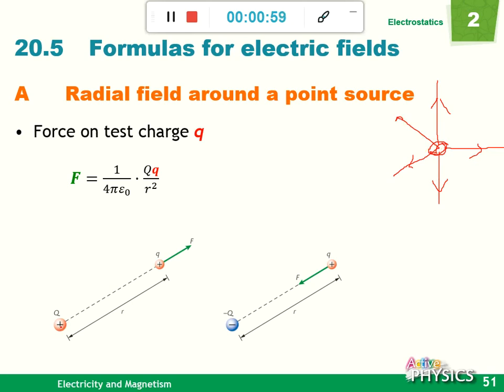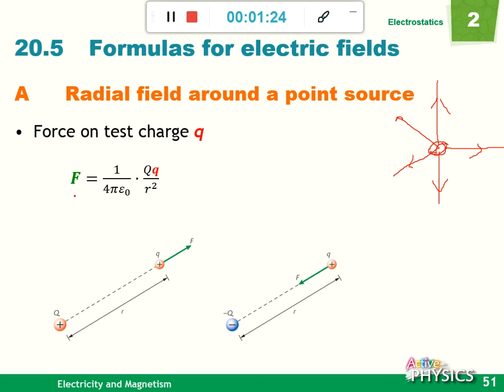If the charge is a positive one, we put a positive test charge on it. Then we find that the force is a repulsive force pointing outward. In this case, we call this force positive. On the other hand, if the charge is negative, we will have an attractive force. Then we say that it has a negative sign.